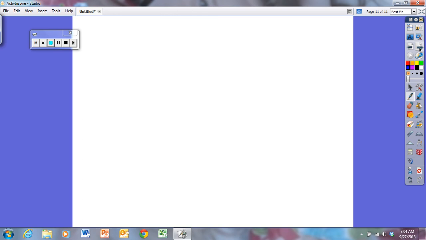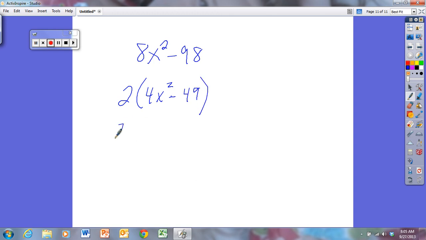Let's try another one of those. See if you can factor that. Always look for a GCF first. Okay, so you have a GCF of what? 2. So you're left with 4x squared minus 49. Difference of perfect squares. 2x plus 7, 2x minus 7.